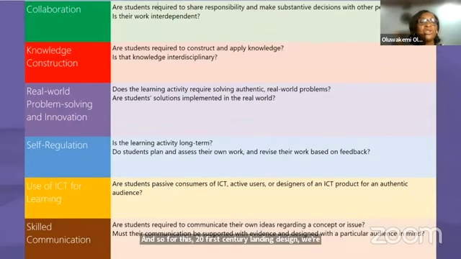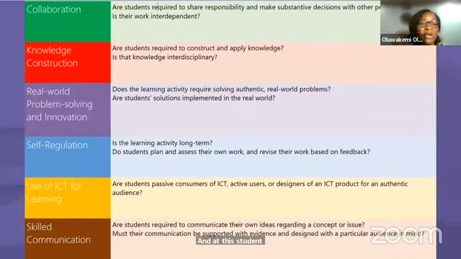Students for knowledge construction, are they required to construct or apply knowledge? Do they just know that A plus B is A, or are they able to apply that knowledge in another context? Do the learning activities that you are giving your students in class require solving real world problems, authentic problems, things that are actually happening? Do you use those as your case studies or scenarios when you are giving them a problem to solve? And are these student solutions things that they can actually implement in the world?